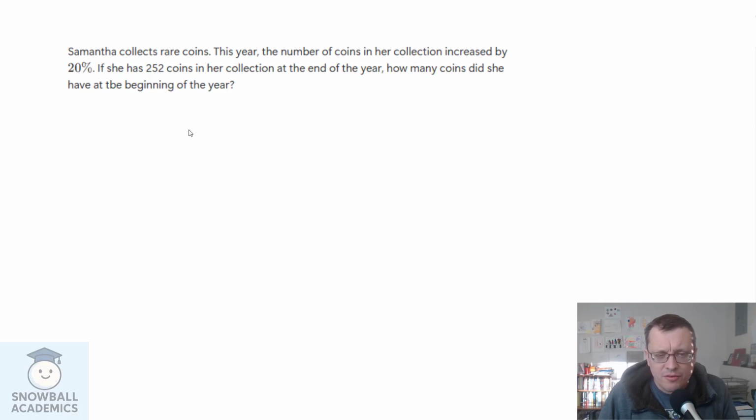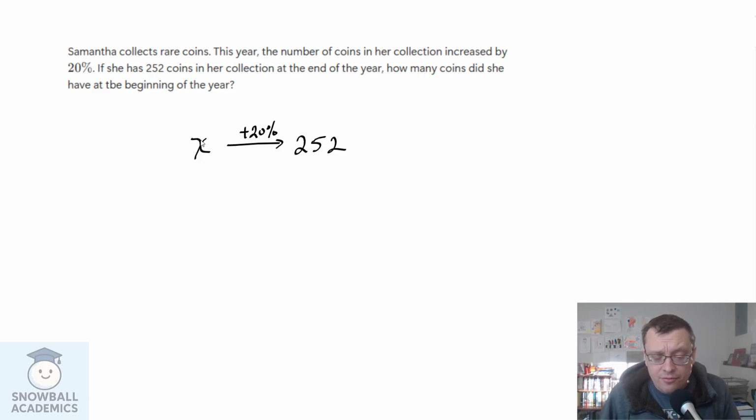There's some number of coins, we'll call it X, at the start of the year. And then over the year, that number will increase by 20%. And we end with 252. We essentially need to work backwards to figure out, well, where did she start? If she started at some number which increased by 20% to become 252, what was that number?